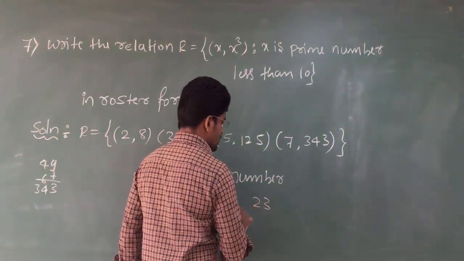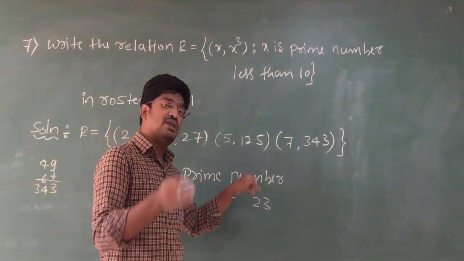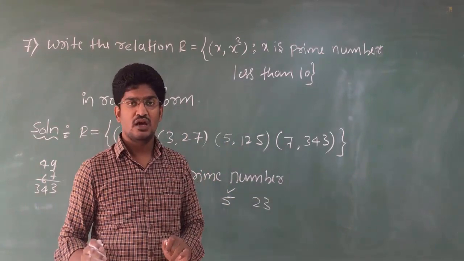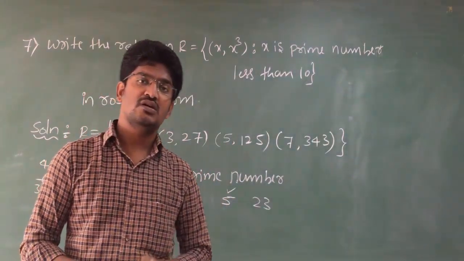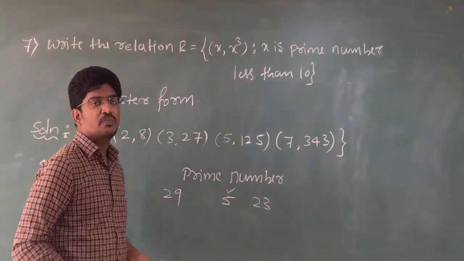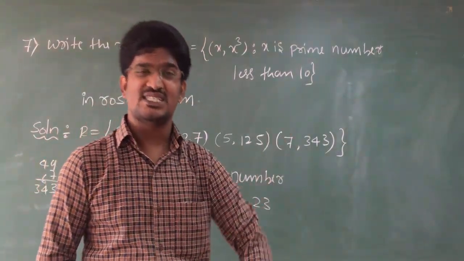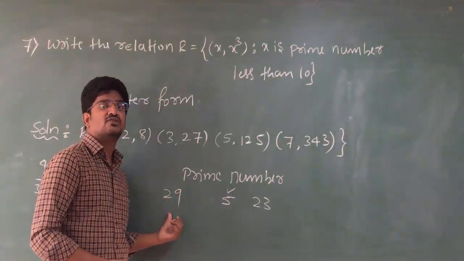Clear? 23 is not divisible by any number. It is divisible by itself and 1. Clear? Such types of numbers are called prime numbers. Okay. You can also take 29. 29 is a prime number. It is divisible by itself as well as 1. But no other number divides 29.